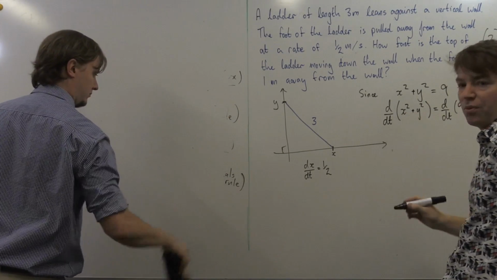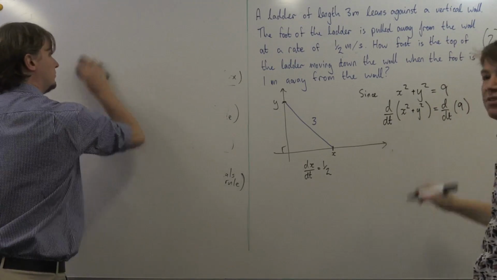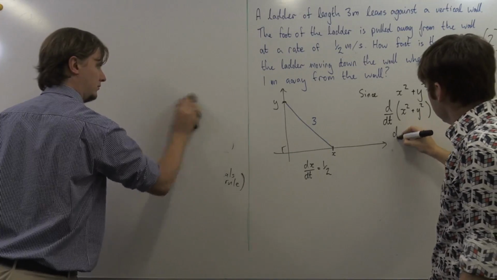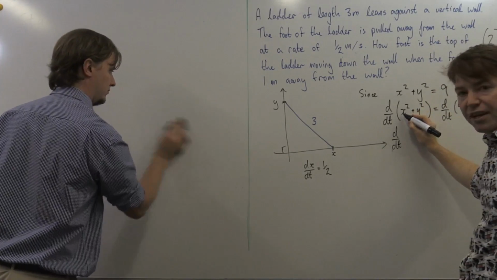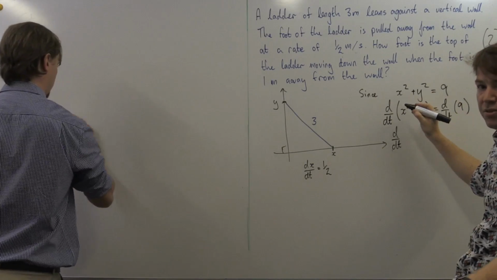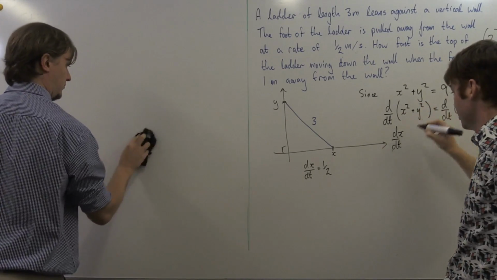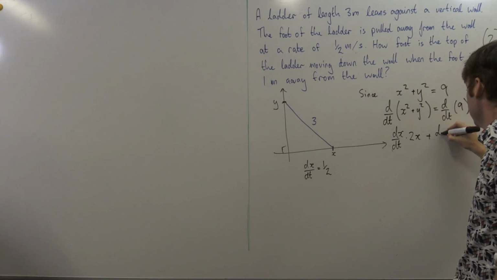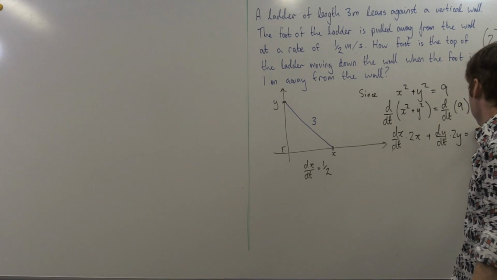Now remember, x and y are both functions of t, so they have some kind of meaningful derivative, but 9 is not a function of t, so its derivative is 0. This thing here is d/dt. I want to take the derivative of x squared with respect to t, but I don't know how to do that with respect to t. I only know how to do that with respect to x. So I adjust like so, and similarly over here, dy/dt times 2y is equal to 0.